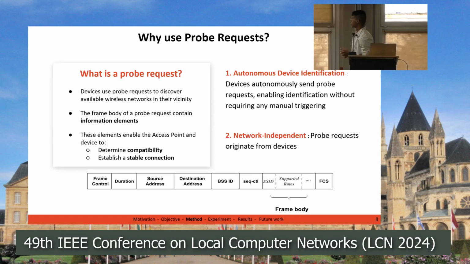The reason we chose probe requests is first, it's autonomous. It's sent by every device that enables Wi-Fi, and it's dependent on the device and not the network. The information it sends out is specific to your device. It doesn't matter what networks are available or what the capabilities of the network are. It's giving you information about your specific device, and also it has a lot of features that you can use and extract to figure out.